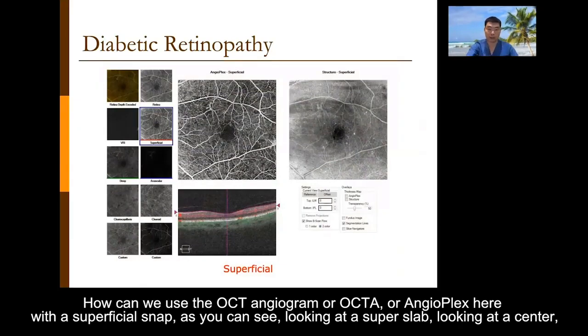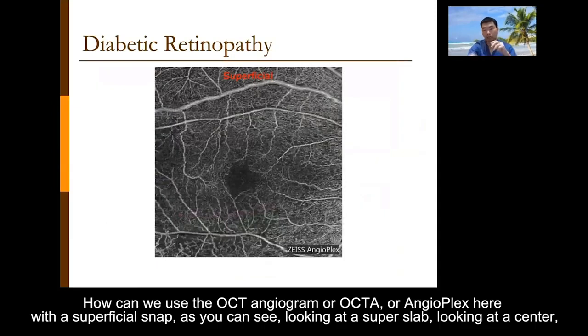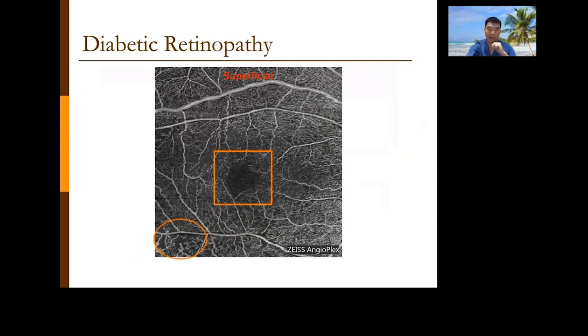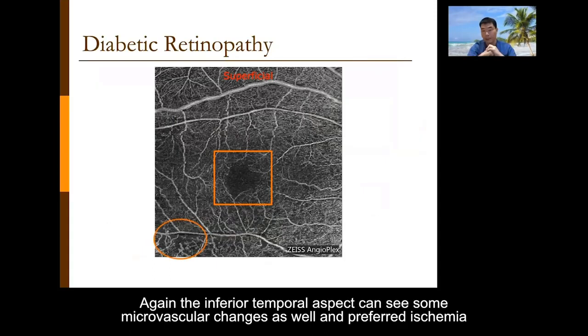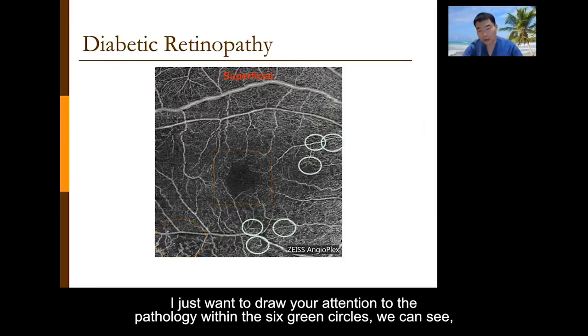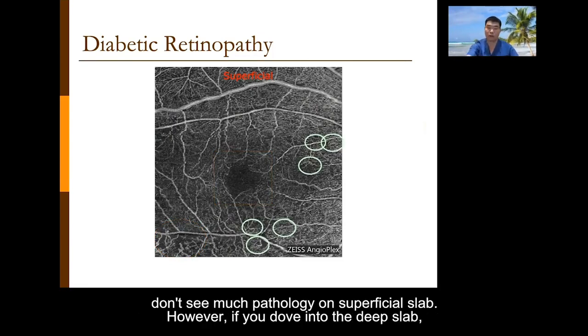Here with a superficial slab, looking at the center, we can see there's enlargement of the foveal avascular zone, destruction of the pericapillary plexus. Again, at the inferior temporal aspect, you can see some microvascular changes as well and peripheral ischemia in this superficial slab. I just want to draw your attention to the pathology within the 6 green circles. You can see we don't see much pathology on the superficial slab.